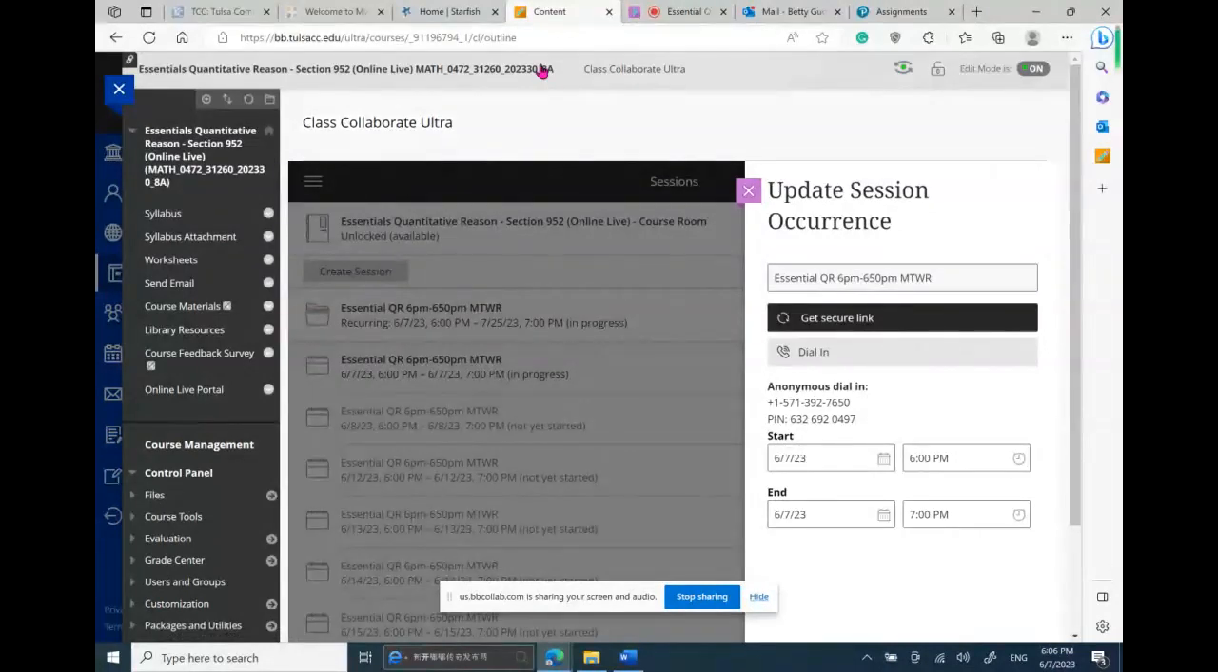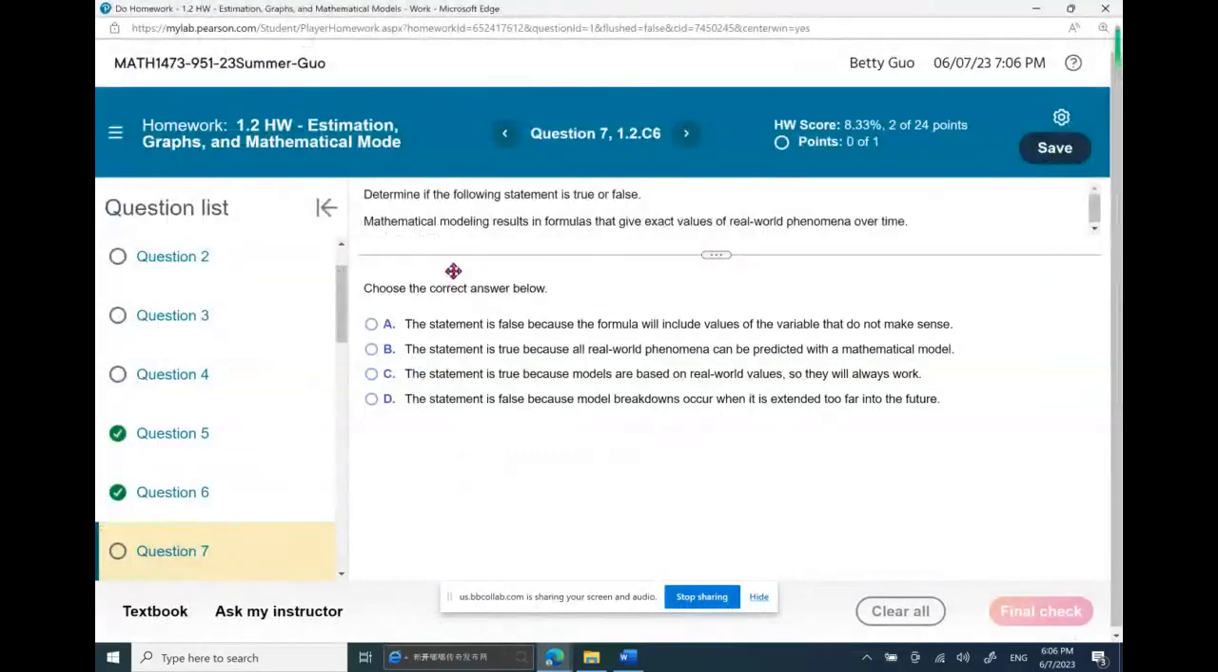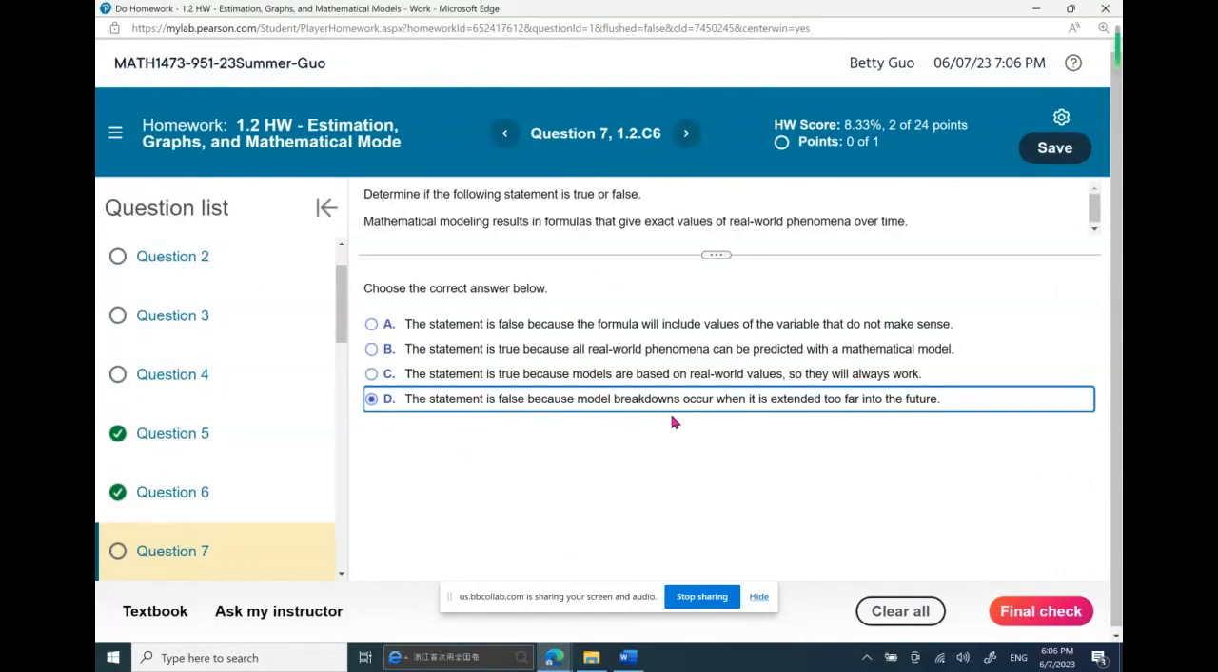Anyway, 3 ways to estimate. One of them is mathematical modeling. So the statement is false because the formula will introduce values of the variable that do not make sense. The statement is false because model breakdowns occur when it is extended too far into the future. It has its scope. So this is false because exact value is too extreme. So we choose false, and this would be the correct answer.